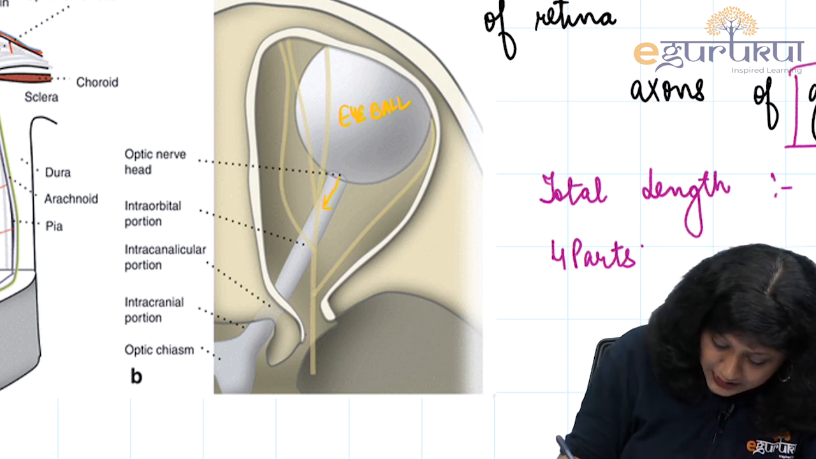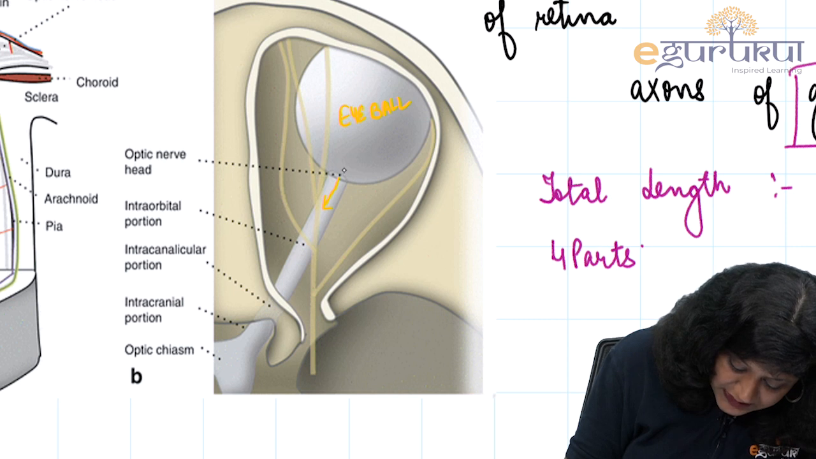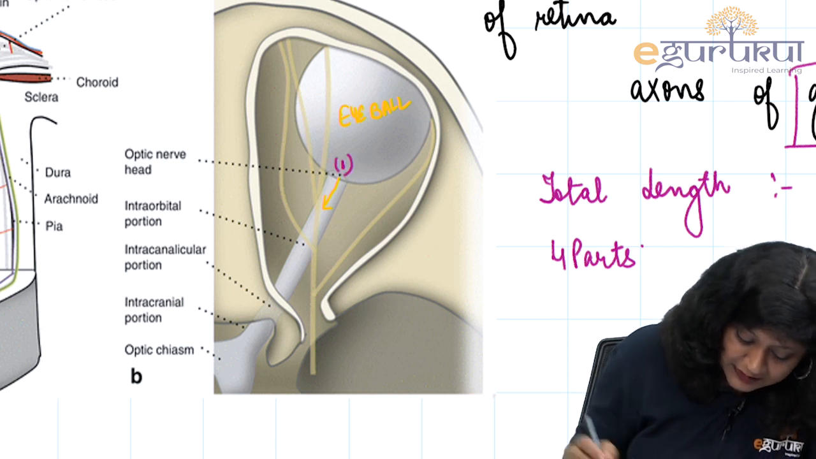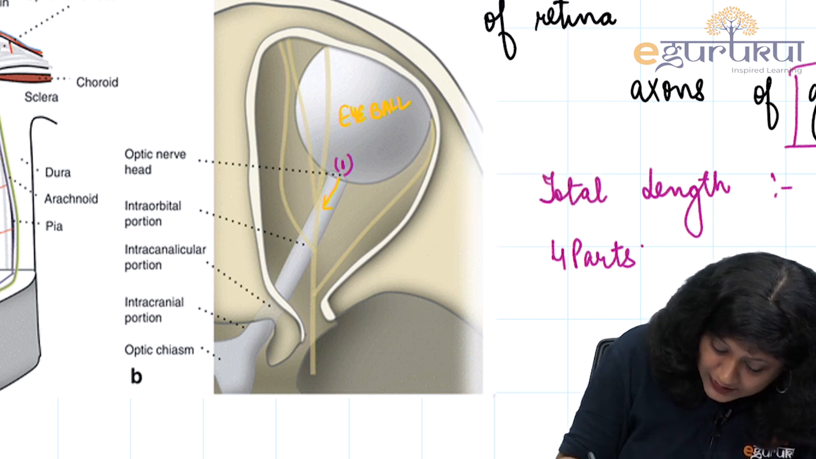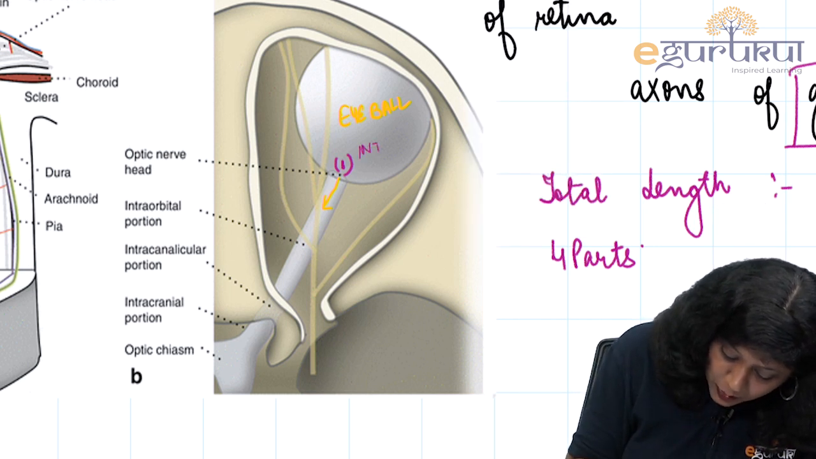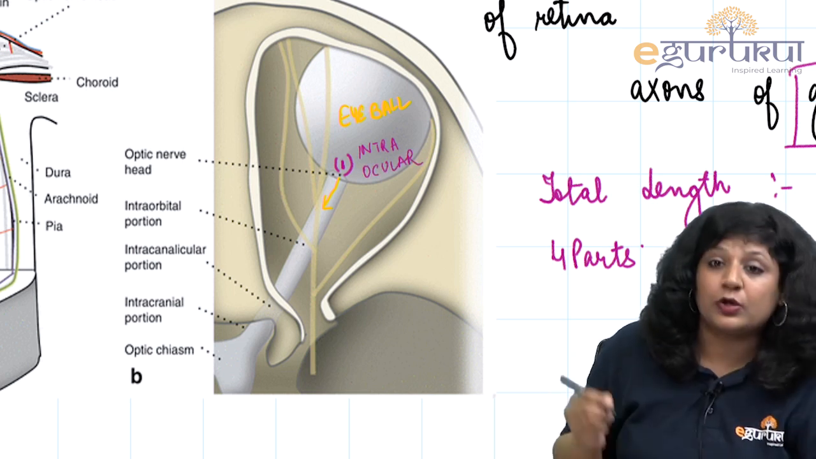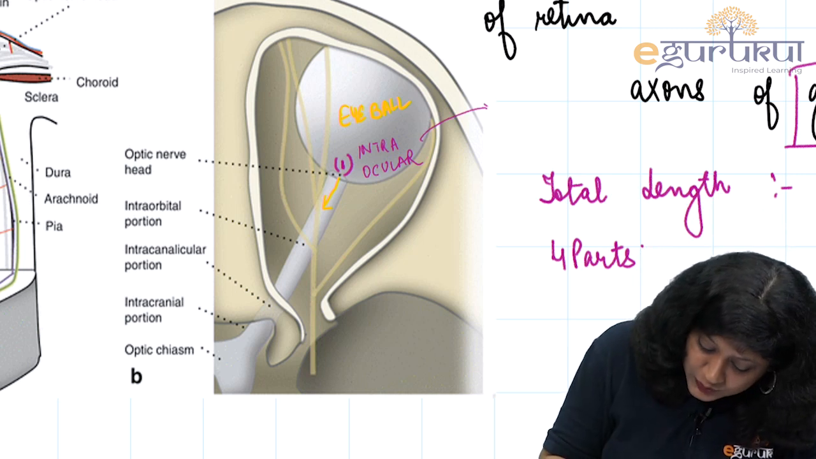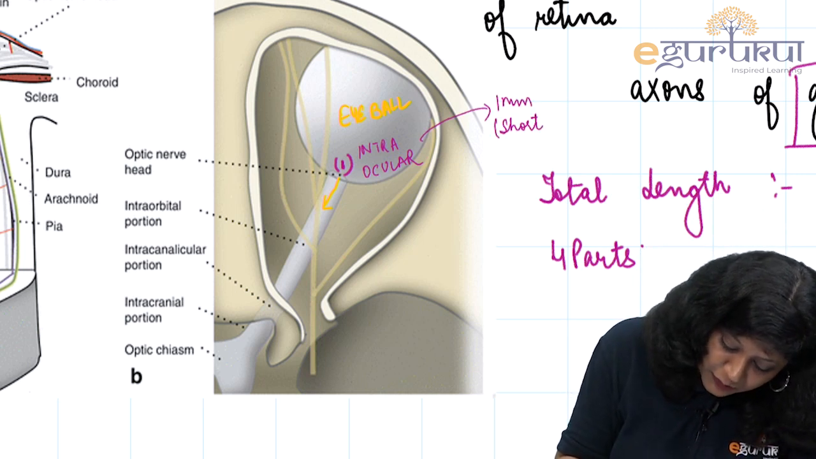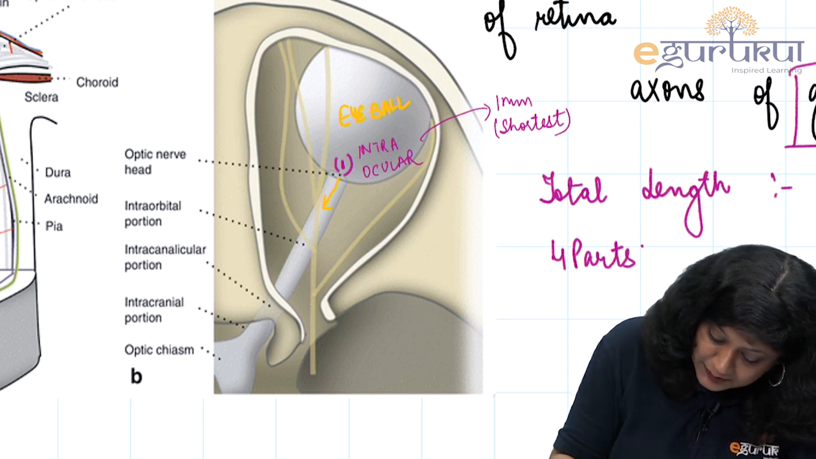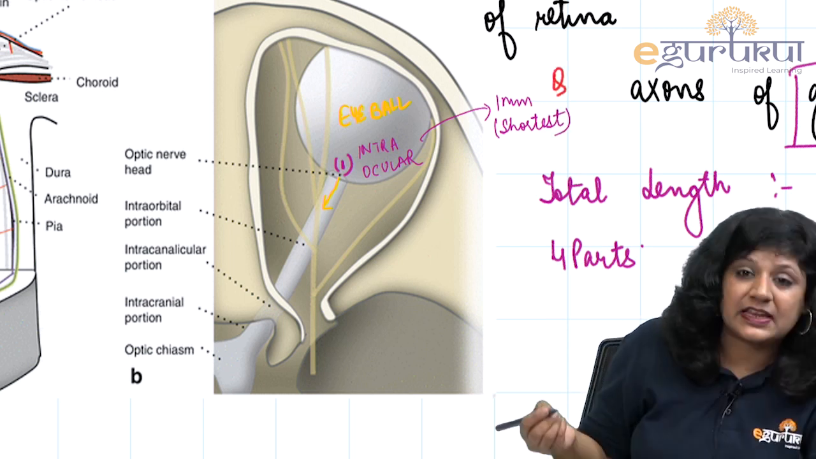The first part that you can see here is the optic nerve head, which is called the intraocular part. The optic nerve head, or the intraocular part, is 1 mm, which is the shortest part of the optic nerve, another important MCQ.